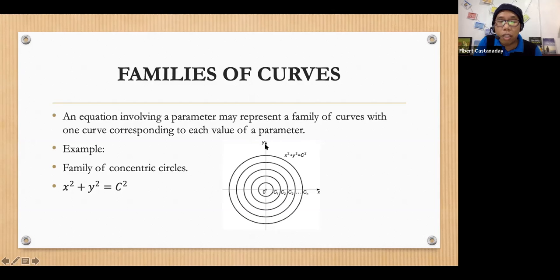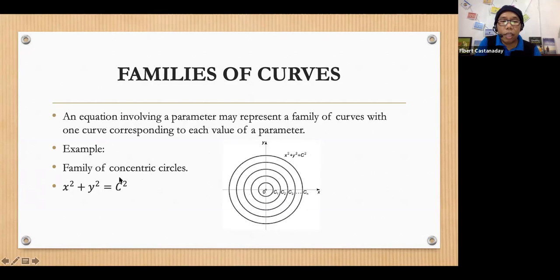Hindi naman kayo you just have to sketch and present the equation. So hindi lang enough sa ganun na idea. You have to solve for the differential equation of the family of curves. That's another objective here. Okay, so let me just illustrate, give you an example of family of curves.